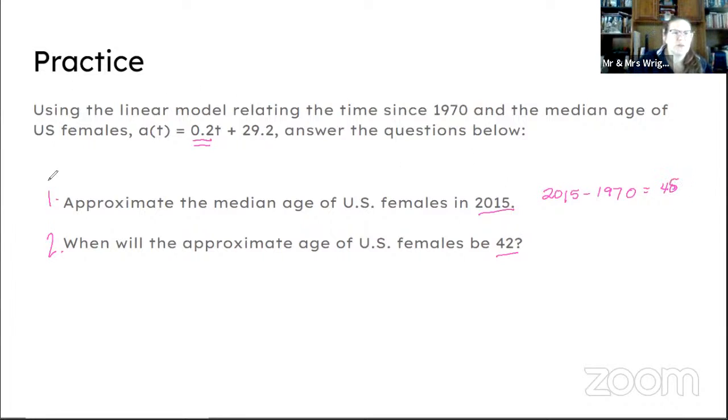45 years. So we're going to put in our equation A of 45 is 0.2 times 45 plus 29.2. And let's see what we get. And we get 38.2. So we can say that A of 45 is 38.2 as the best guess answer for the median age of US females in the year 2015.